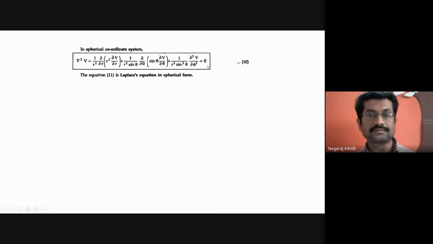Which are the coordinates of the spherical system, students? Spherical system coordinates.